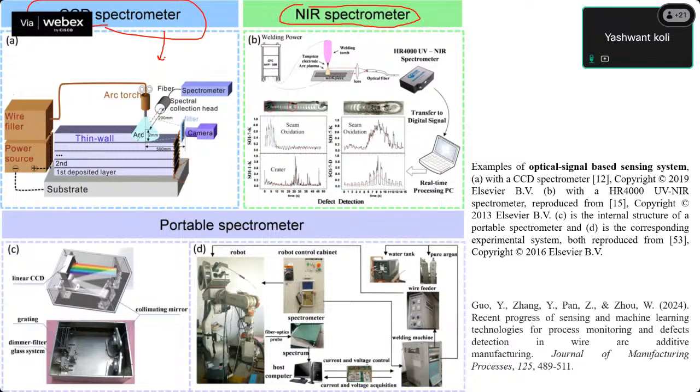And there are photodiodes also. Photodiodes detect plasma, vapor plume, reflective laser energy, and thermal radiation. So these are the optical signal sensors.